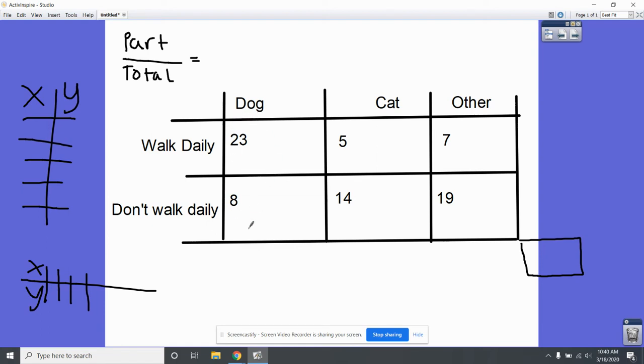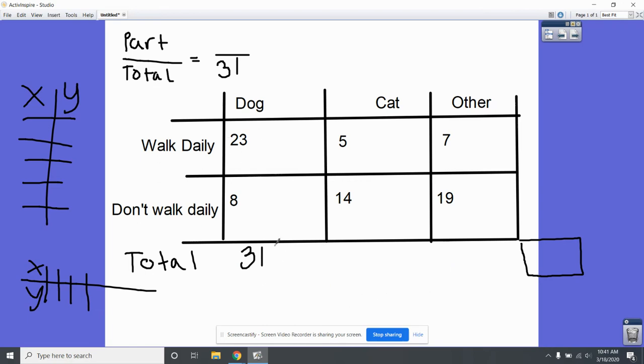So, we need to find how many total people have dogs. So, we're just going to add 23 plus 8. And you can just use a phone calculator. You can use a calculator on Google to do that. So, the bottom of our fraction will be 31. If this had a total already written at the bottom, it might have already told that to us. We might not even have had to do any math. But this table did not already have that, so we had to do a little bit of work.